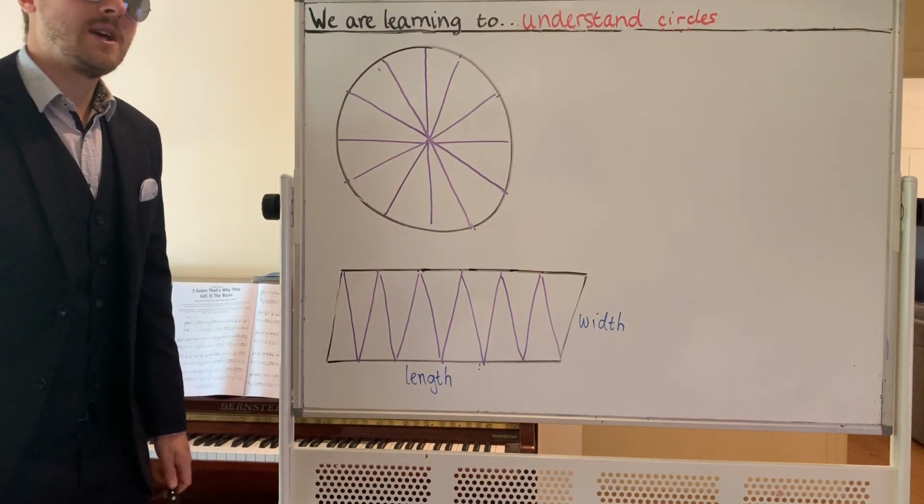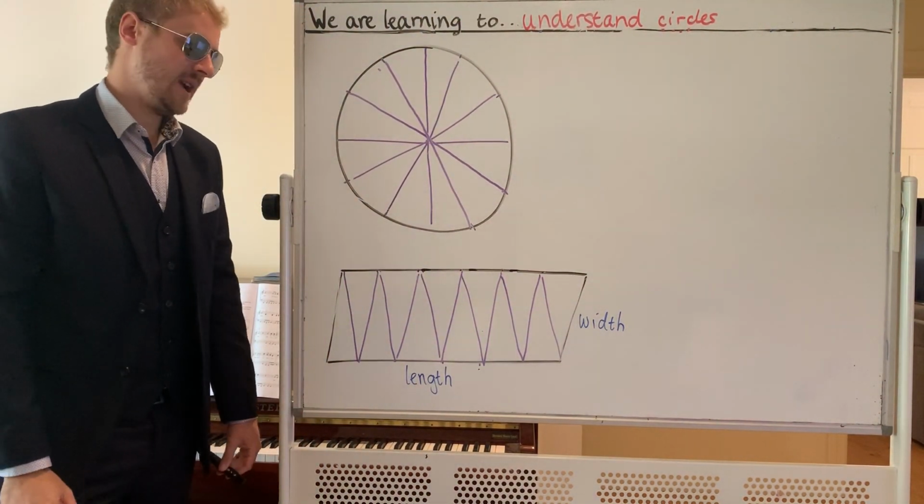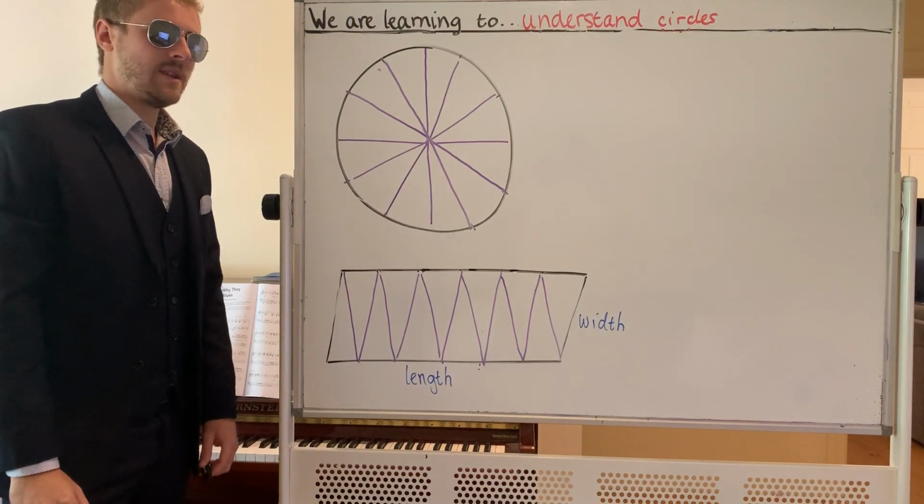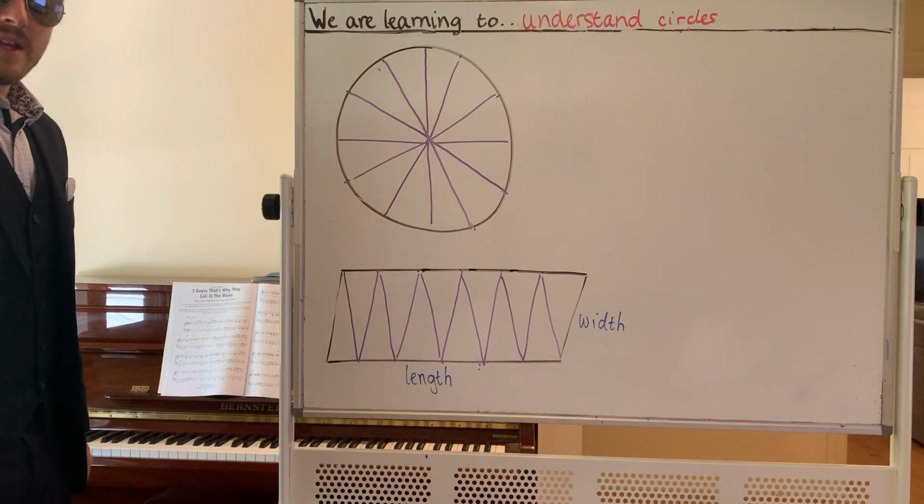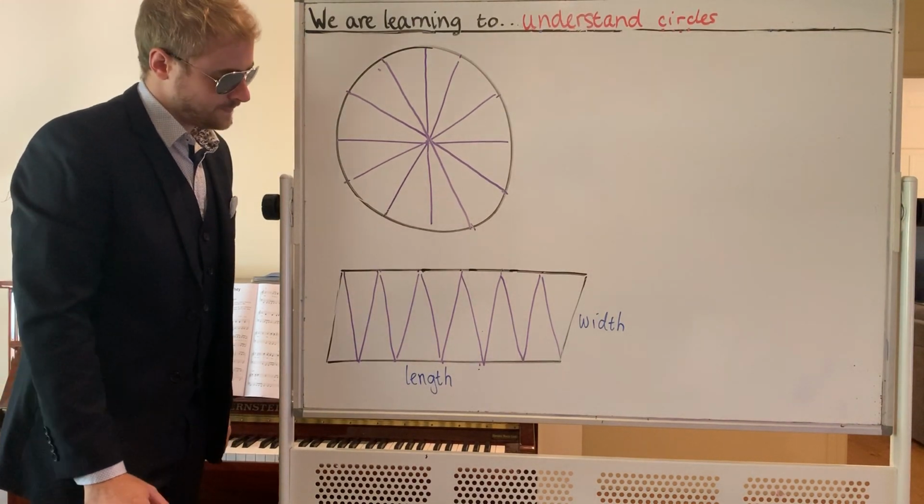Then you can use those two measurements to calculate the approximate area of your shape by doing length times by the width. Do that now if you haven't already, then pause the video.